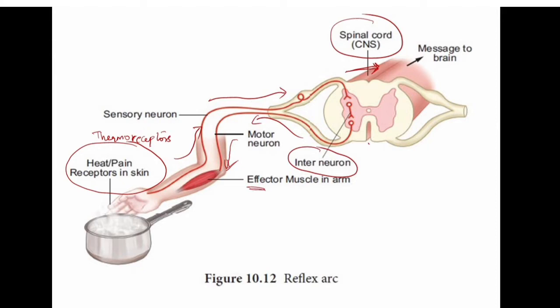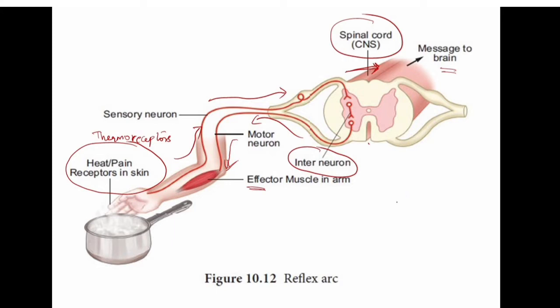So from the receptors it goes to the sensory neuron, from the sensory neuron to the spinal cord, from the spinal cord to the interneuron, that is the relay neuron, and from the relay neuron to the motor neuron. At the end the effector receives the signals from the motor neuron. So here the function of the brain is very limited. In reflex action, the brain doesn't perform any function.